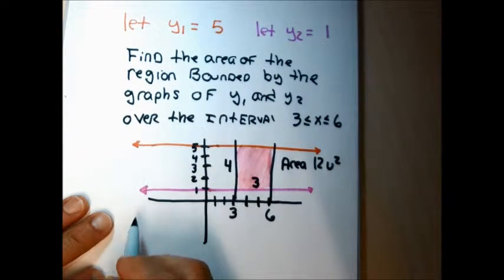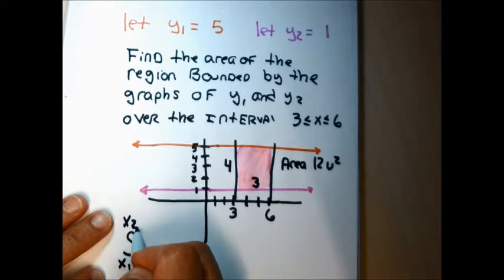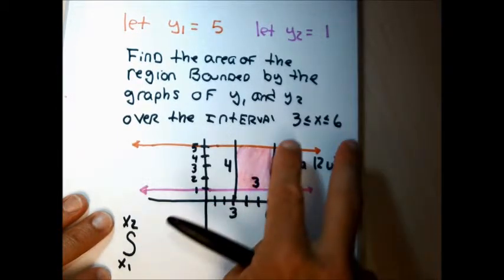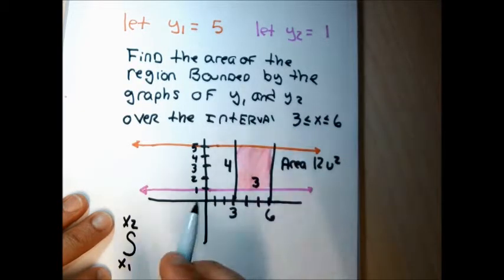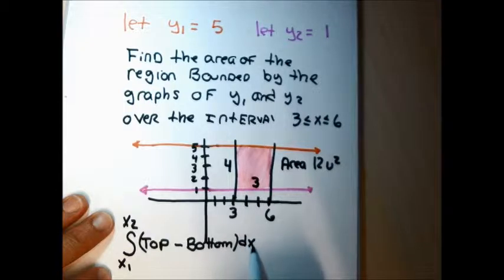To use calculus to find an area between two curves, you're just going to integrate, or do the antiderivative, over the values of x that are given. So I'm going to say x1 and x2 to represent the values of x. So to find a shaded area over a given x interval, we just have to integrate by subtracting the top function minus the bottom function over the interval that's given, dx.